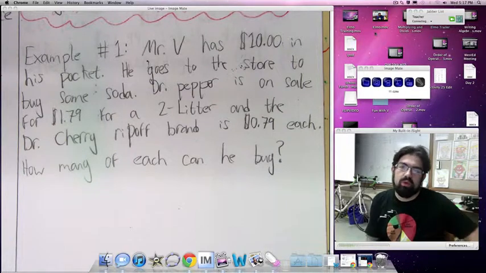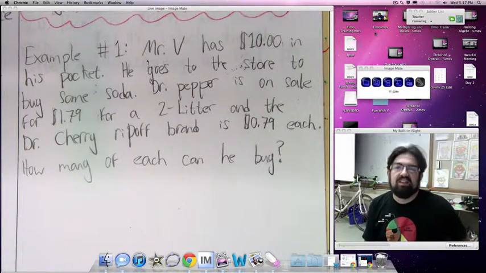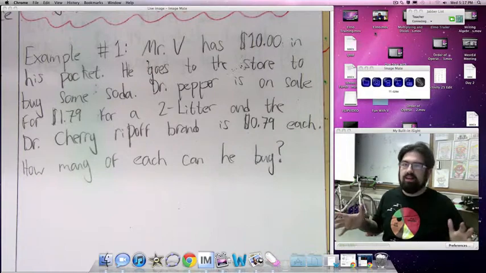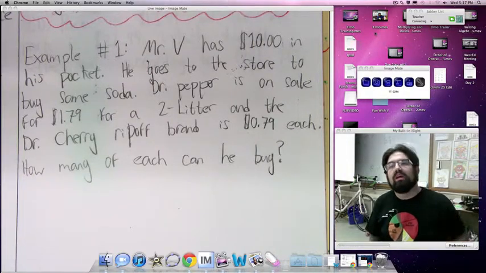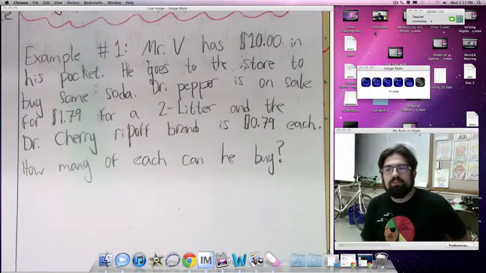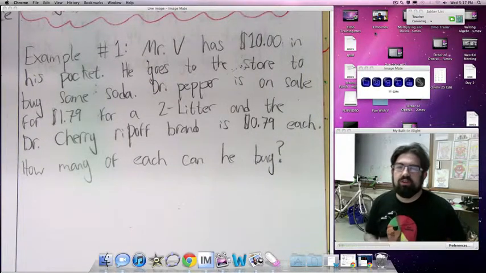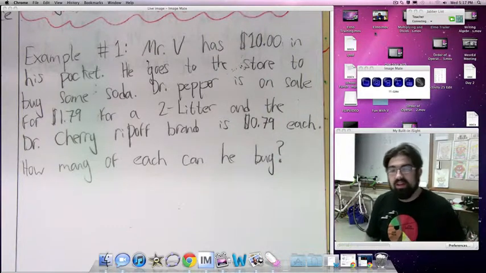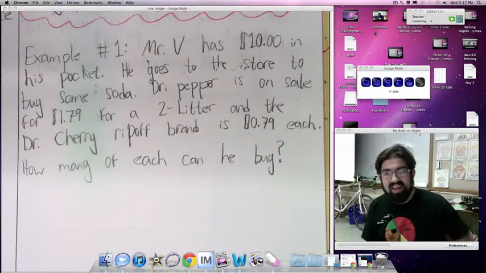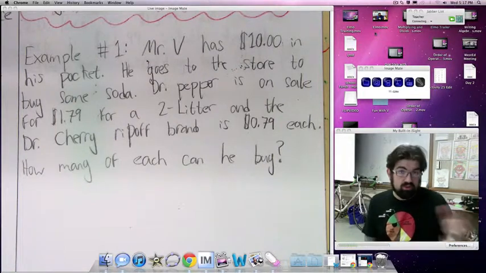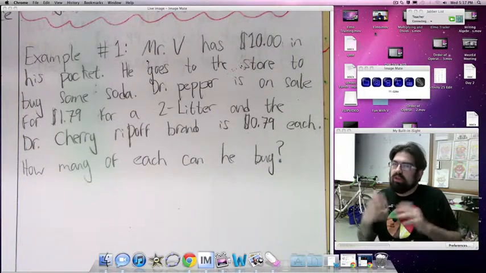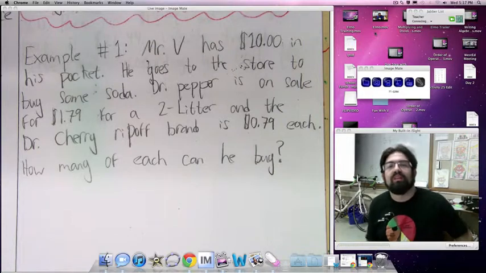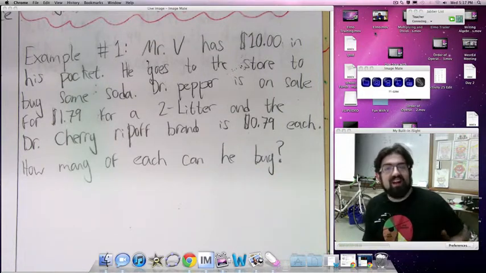So, here we go. Example number 1. Mr. V has $10 in his pocket. He goes to the store to buy some soda. Dr. Pepper is on sale for $1.79. That's for a 2-liter. And the Dr. Cherry ripoff brand, let's assume it's a 2-liter also, because we're going to compare the same thing, 2 liters, is 79 cents each.